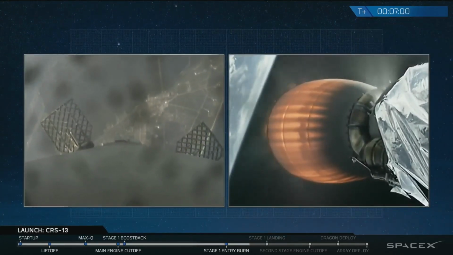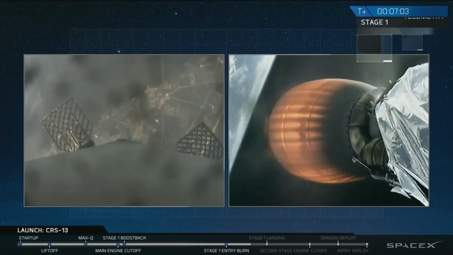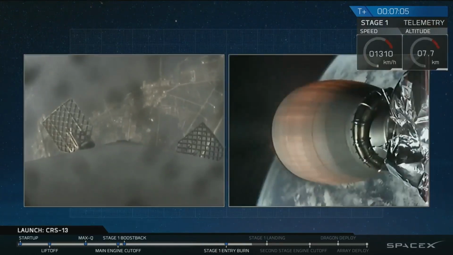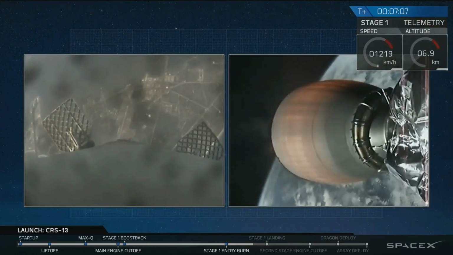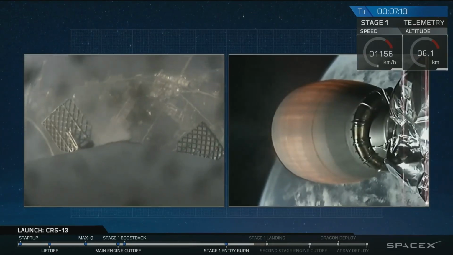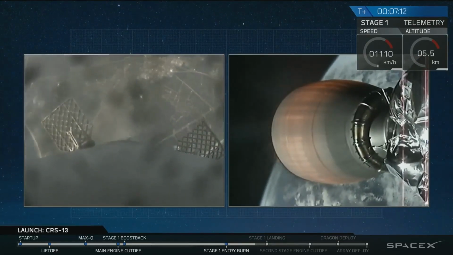Stage 1 is transonic. Landing burn startup.